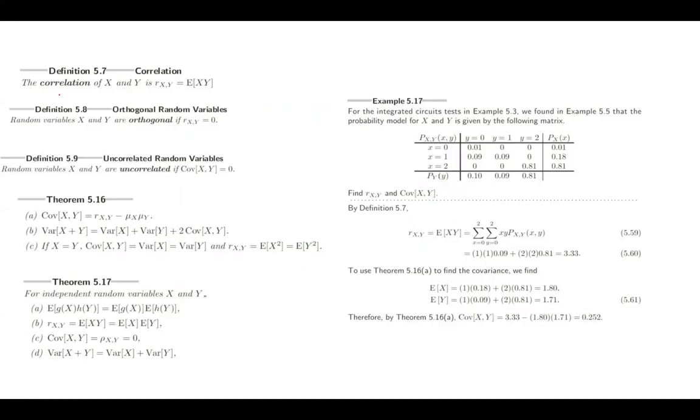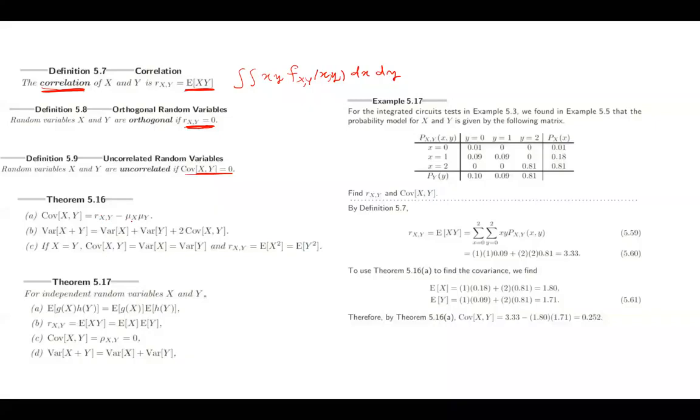There is also correlation, which is the expectation of x and y. This corresponds to, again, a double integration of xy f_XY(x,y) dx dy. Okay? And we can define orthogonal random variables when the correlation is 0. Not correlation coefficient. Correlation is 0, then they are orthogonal. For uncorrelated random variables, the covariance should be 0.